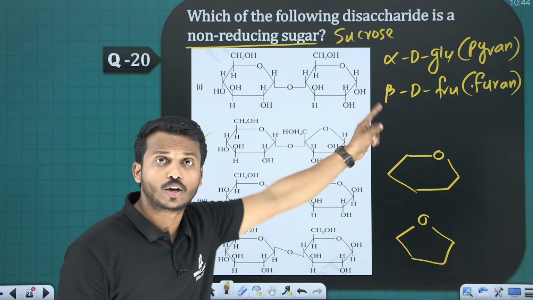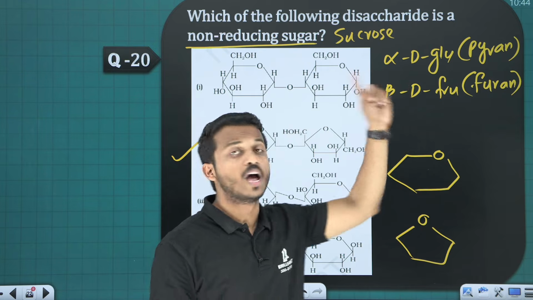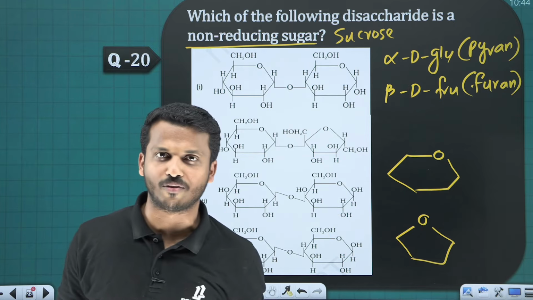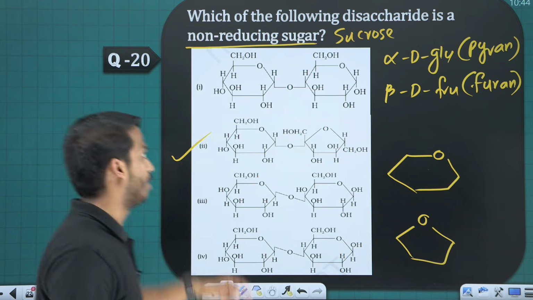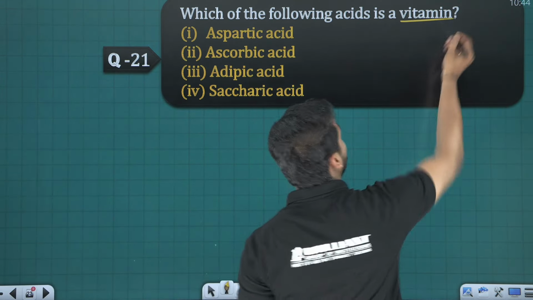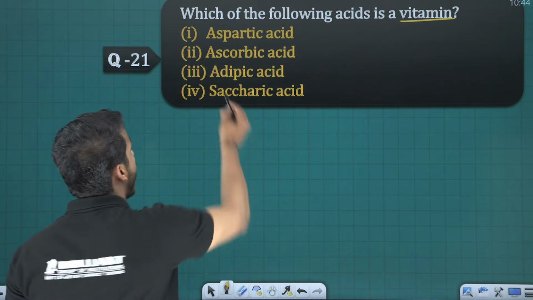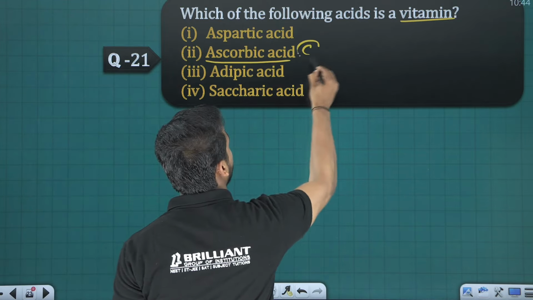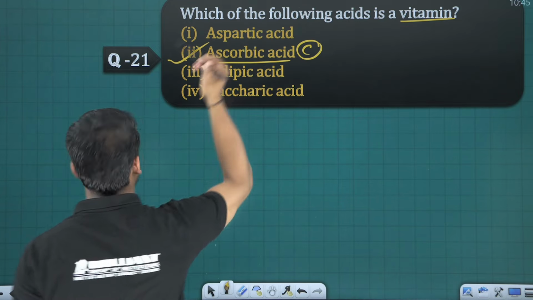So sucrose, non-reducing sugar is which one? Sucrose, and sucrose is made up of what? Alpha D glucose and beta D fructose. Glucose is in pyran form, fructose is in furan form. So option 2. Now, which of the following acids is a vitamin? Which is an acid? Which is a vitamin? Dear, ascorbic acid is vitamin C. Please note it all. Ascorbic acid is vitamin C.